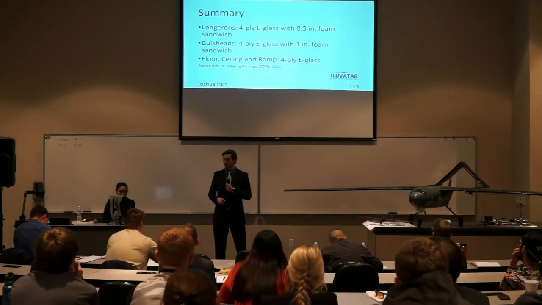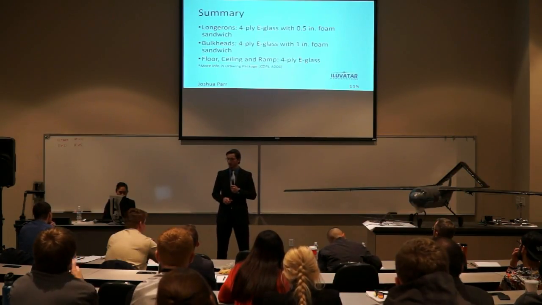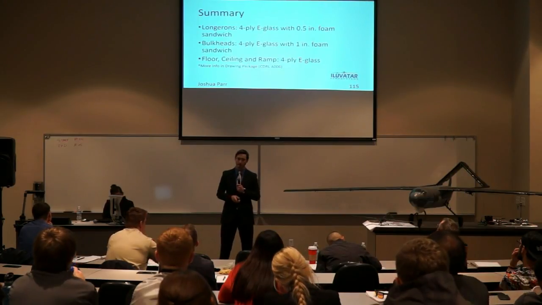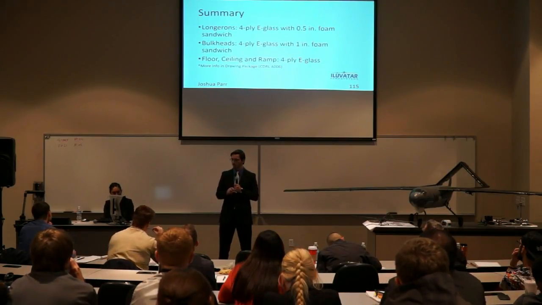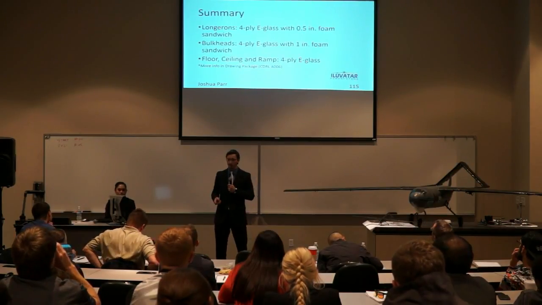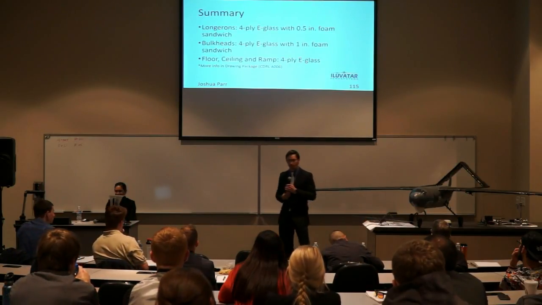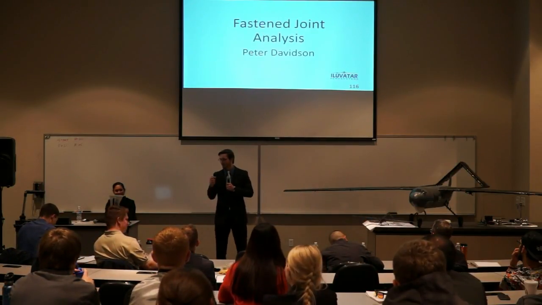In summary, we have our longerons, which are 4-ply e-glass with a 0.5 inch foam sandwich in the middle. Then you have our bulkheads, which are 2 plies of e-glass on a 1 inch foam piece with 2 plies on either side of that 1 inch foam. Then our floor ramp and ceiling, which are 4 plies of e-glass. For more information, you can see this big, long 49-page drawing package for more exact details if you want.